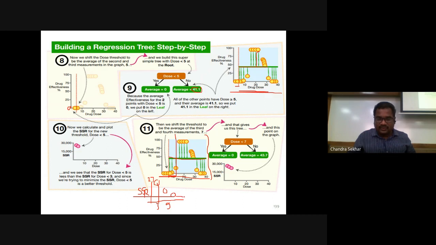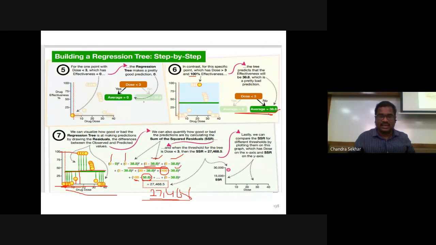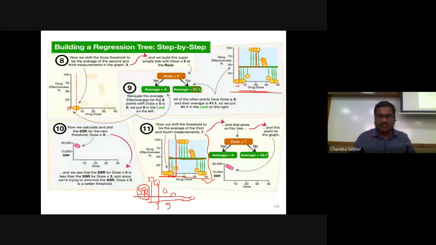The drug value which gives us the minimum SSR, we call it the best SSR. First we start with less than 3, then less than 5, less than 7. Like that, we keep on moving and plotting the curve. At some drug dose it will reach a minimum point, and that will be my split value. If we split based upon that particular value, we may get yes or no, so based upon this we can predict the value.